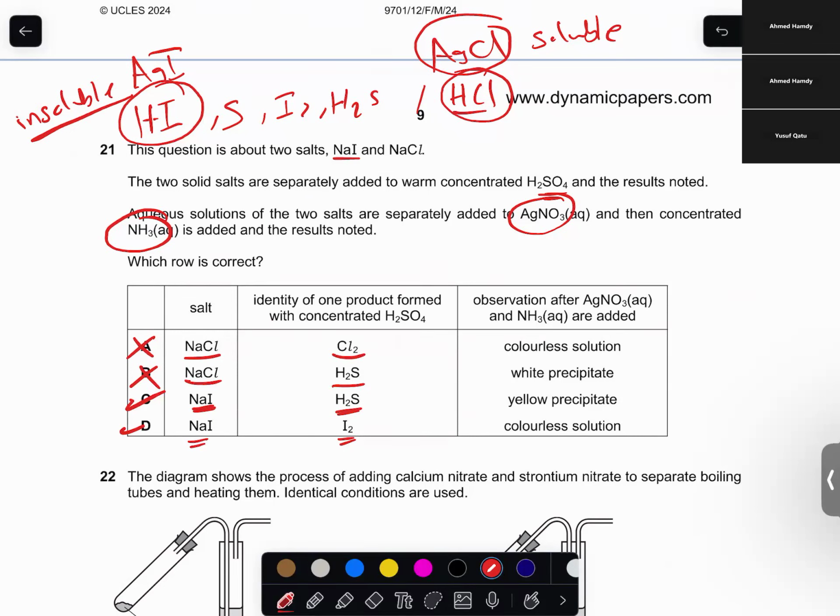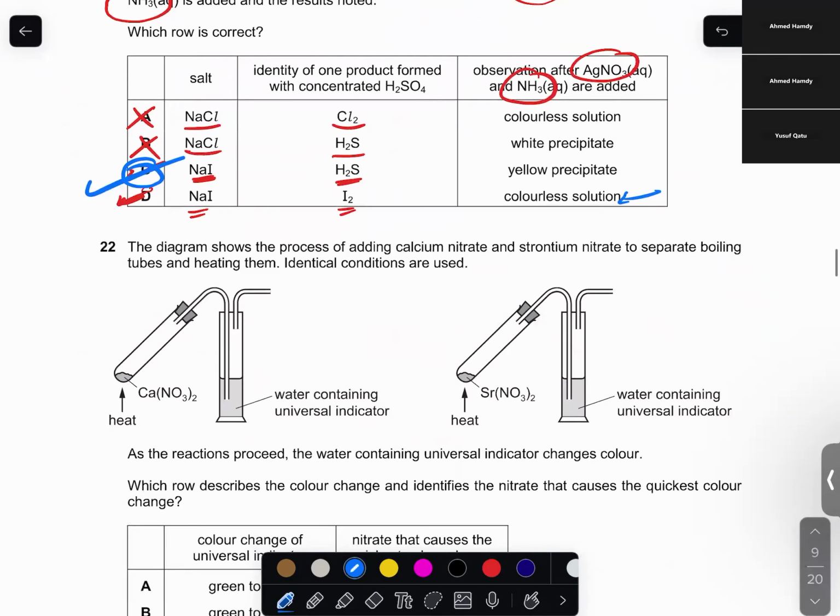Here, after adding this one and this one, the solution is colorless. In case of NaI, we said the solution is not colorless, it's insoluble. So it gives a yellow precipitate that doesn't dissolve. We remember that AgI gives a yellow precipitate, but AgBr gives a white precipitate. So it is not colorless, it's a yellow precipitate, it doesn't dissolve.